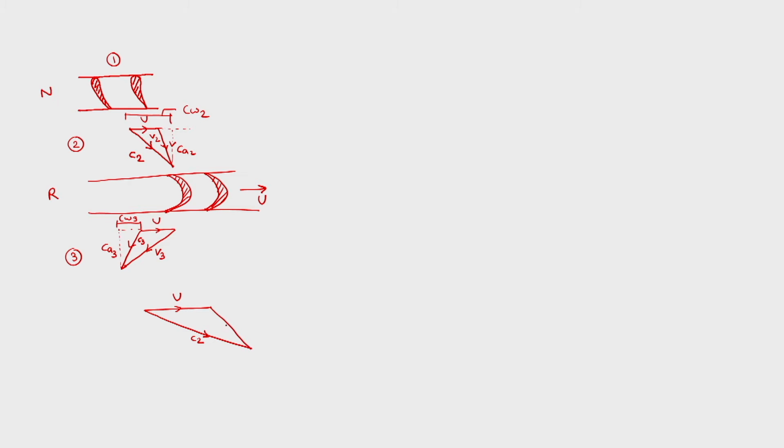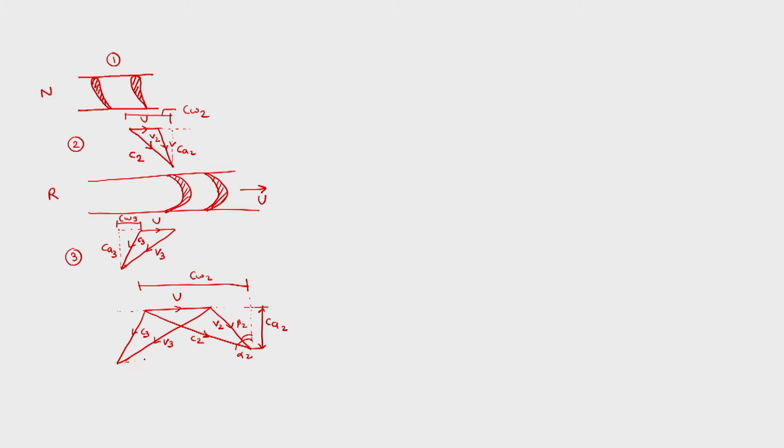and then this is V2, and then we have this as CA2, and then we have this as CW2, where we would have this as beta 2 and this as alpha 2. So then we have this velocity as V3, this velocity as C3 as a virtue of this.